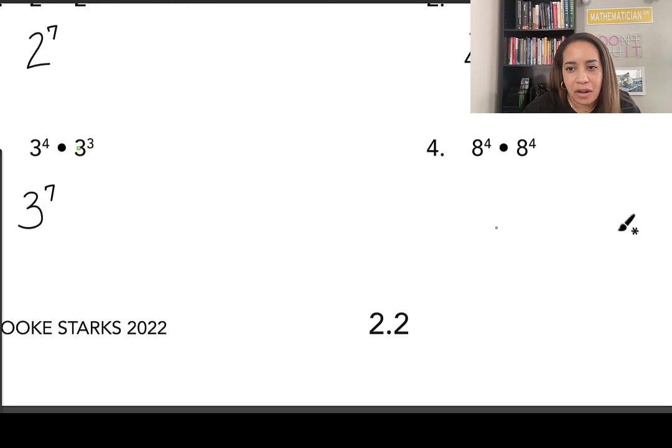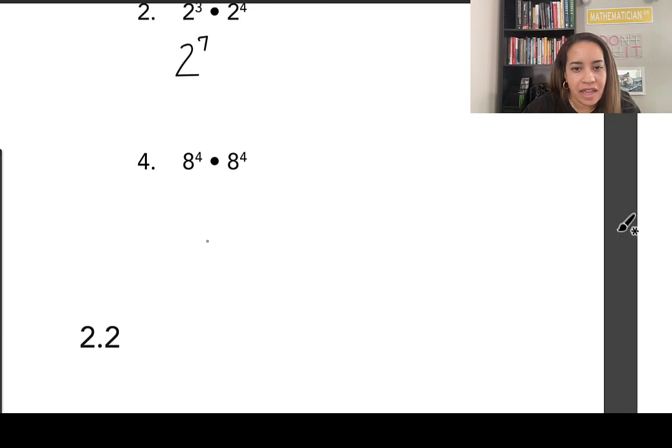Here's another multiplication problem. That dot in the middle means multiplication. So I'm remembering my multiplication rule, which tells me to copy the base and add up our exponents. 4 plus 4 gives us 8.